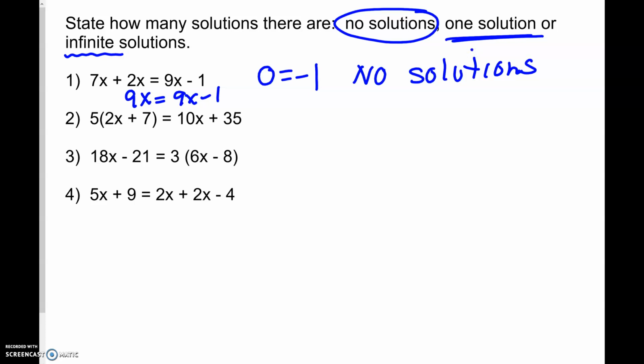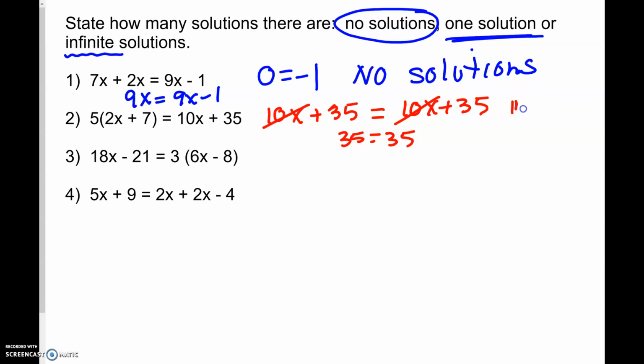All right, let's look at number 2 here. So I'm going to distribute, and I'm going to get 10x plus 35. And on this other side, I'm going to get, oh, I have 10x plus 35. It's the exact same thing on both sides. So this 10x is going to cancel with that, and you're left with 35 equals 35. And because that's a true statement, that means that there are going to be infinite solutions. Infinite solutions.